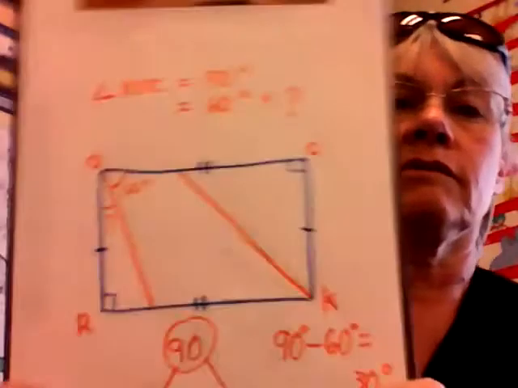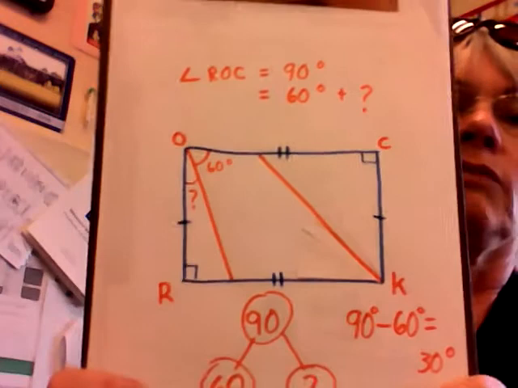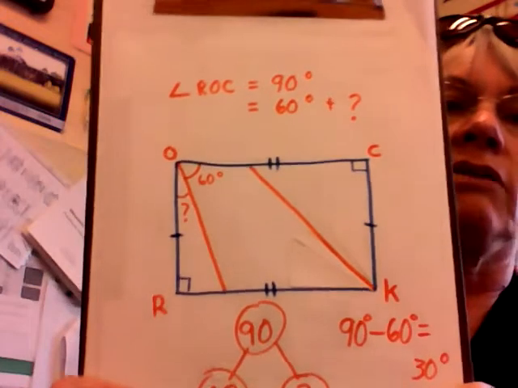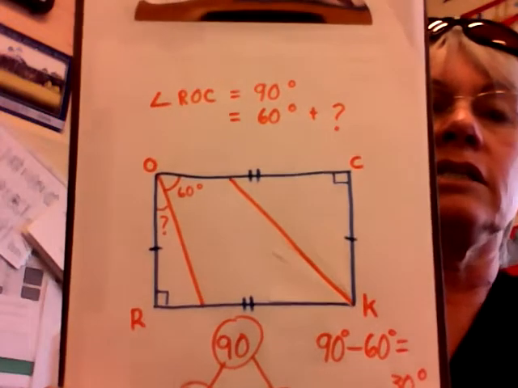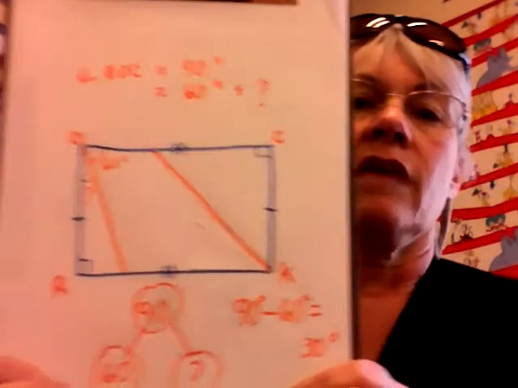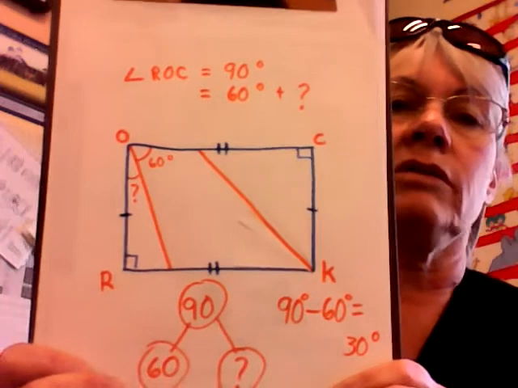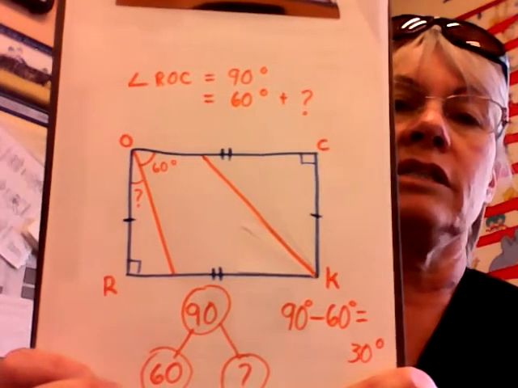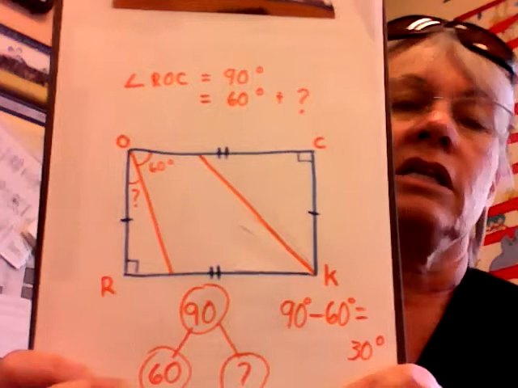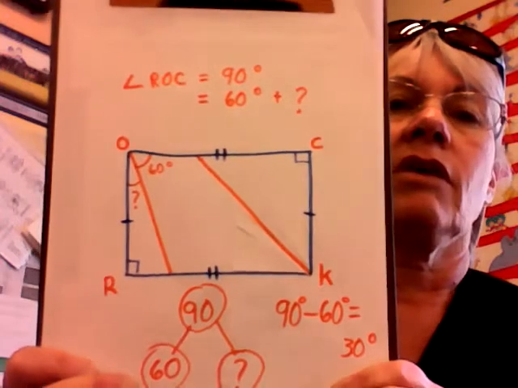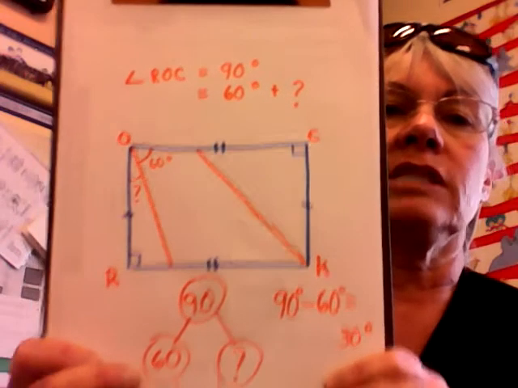First off, to measure angle ROC, we know that because this is a rectangle, angle ROC is 90 degrees. It is a right angle. Then we're also told that that small part indicated with a curve is 60 degrees. With angles, the measurements add up.